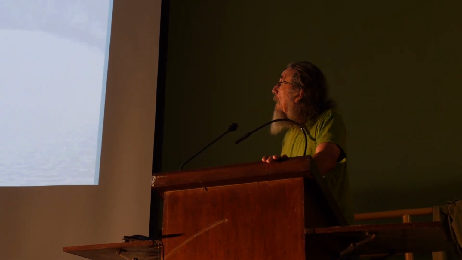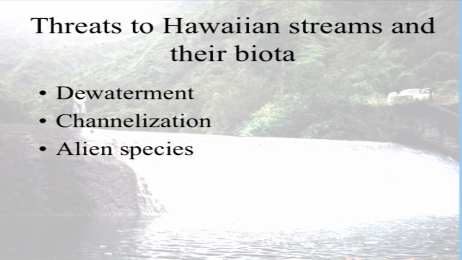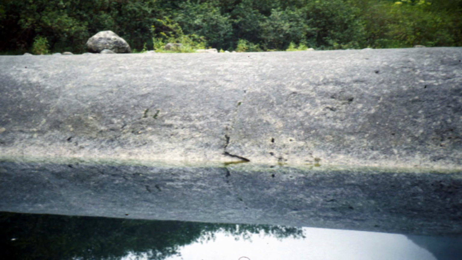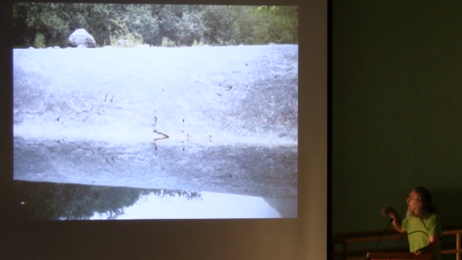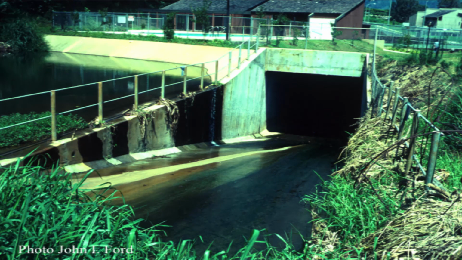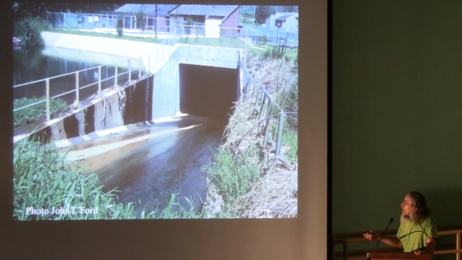Okay, I'm going to end talking about threats to Hawaiian streams and their biota. So dewaterment, channelization, and alien species. This is a stream. This is a dam. Okay, so obviously nothing can get above that dam, at least when it's dry like this. And the water is being taken out of this pond behind the dam for a power station. Okay, this is a typical Oahu stream. This is Kava stream. This is channelization. This is not good habitat for native stream creatures.